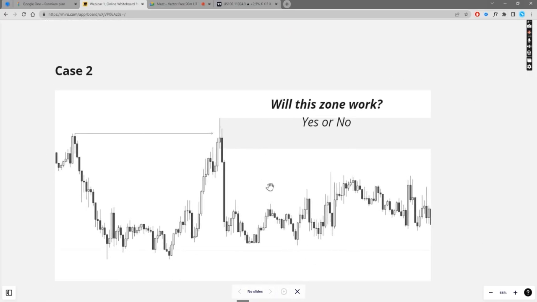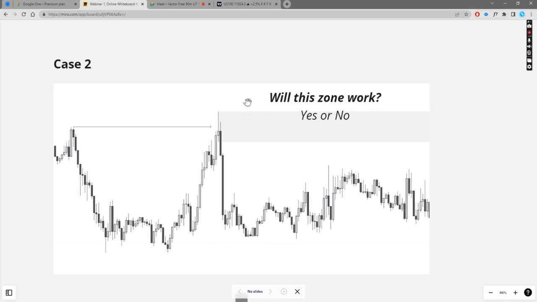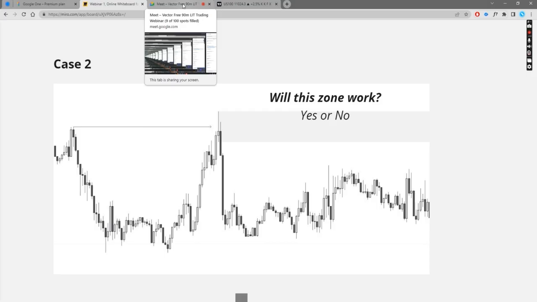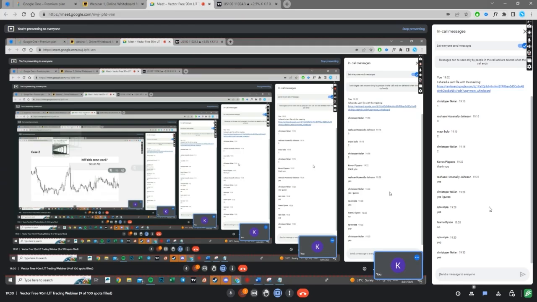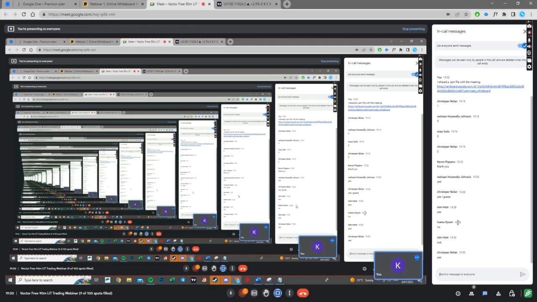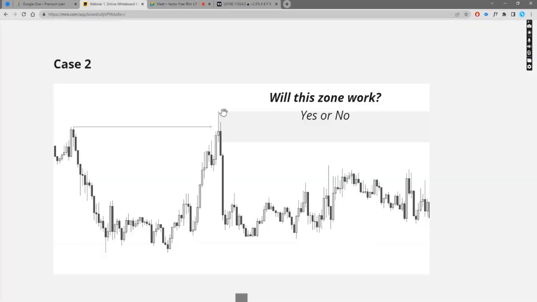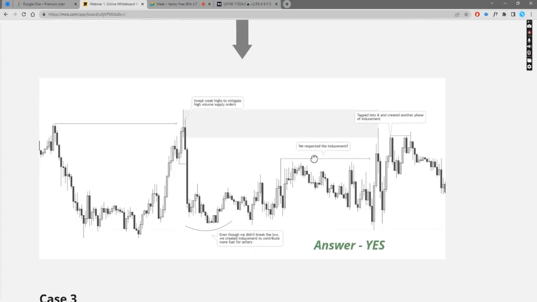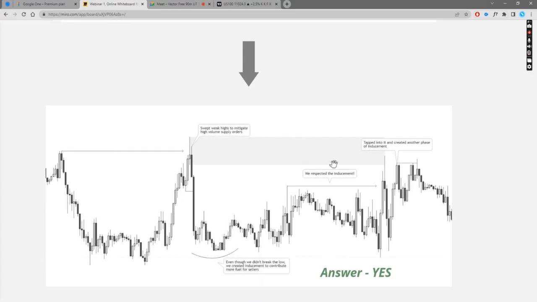Will this zone work? Yes or no? I have 3 seconds. Got a yes and a yes. Okay, let's have a look. Yep, so this zone does work. So that was good, you guys picked that right.